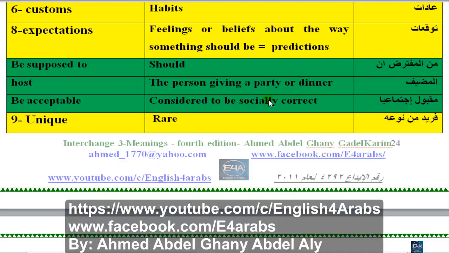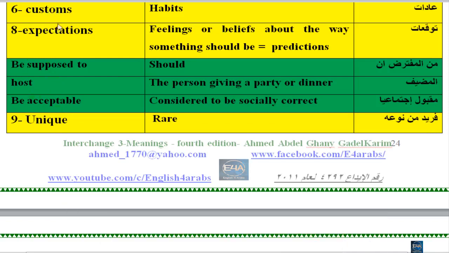Interchange 3, 4th edition, Unit 5, Part 2. This is level number 10. Intermediate 1. Very important. Please, for every student, try not to use Arabic. Keep the words in English. Don't use Arabic. This is number one. Number two, we'll have these numbers. These are the numbers of the exercises. So you have to keep the words by heart. And then you start to watch the video. When you watch the video, please try to listen and watch the video without subtitles. This is very important. Try to train your ears.